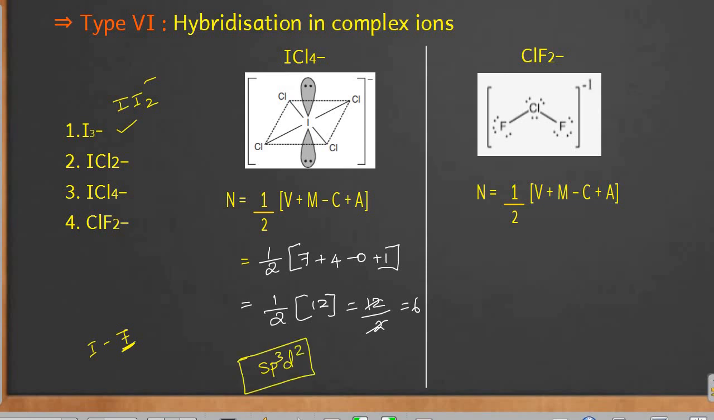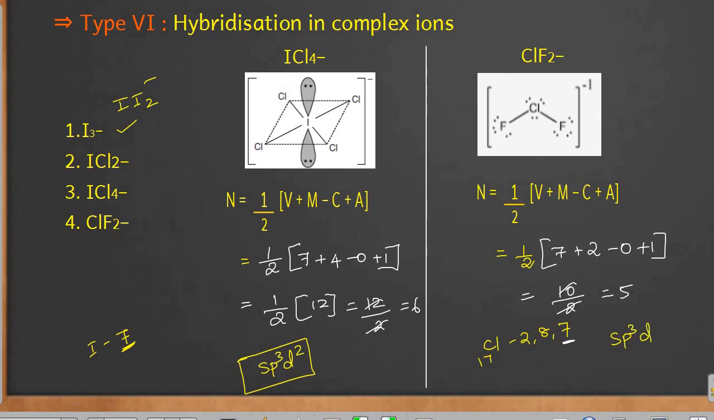sp3d2 hybridization. The last one here, the central atom is 17, 2, 8, 7. So the outermost electron is 7. Just enter the V value here, 7. There are 2 monovalent and there is no cation, only anions are there, that is 1. So here 9 plus 1, 10. 10 divided by 2, we are getting that 5. So 5, that is sp3d hybridization. Okay, we completed all the types of hybridization.